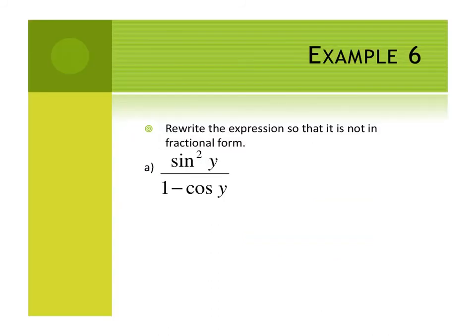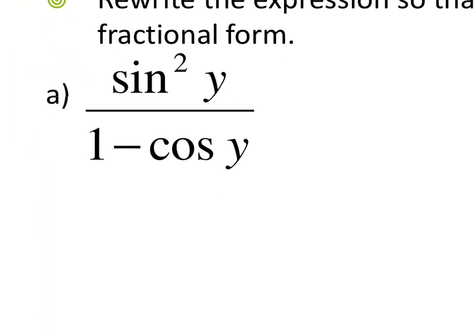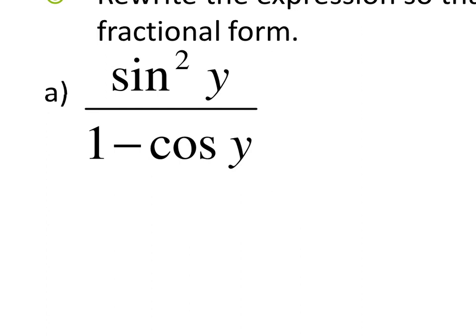Okay, last one. Rewrite the expression so that it is not in fraction form. So it's already telling you from the beginning, no fraction as an answer, okay? So I get sine squared y over 1 minus cosine y. Is there something I can make 1 minus cosine y? No, it's not squared, so ignore it. What can I do with sine squared y? 1 minus cosine squared y.